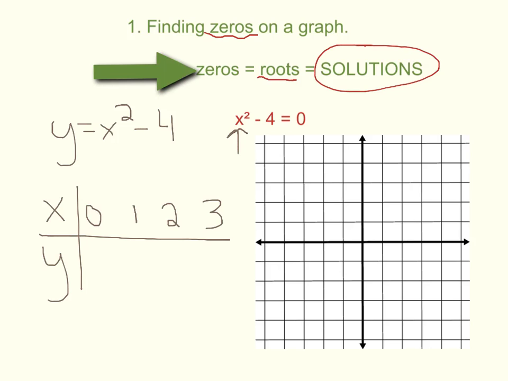When you plug in 0, 0 squared minus 4 is negative 4. So 0, negative 4. There's my vertex. Plug in 1, 1 squared minus 4 is negative 3. So over 1 down 3. 2 squared is 4, 4 minus 4 is 0. So over 2 is 0. And then 3 squared is 9, 9 minus 4 is 5. So over 3 up 5.